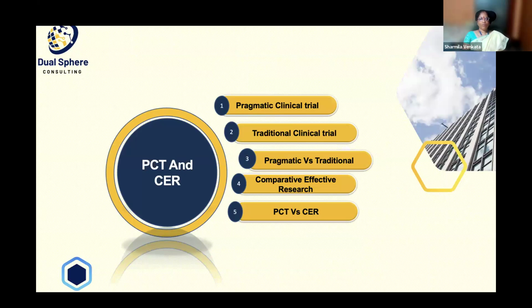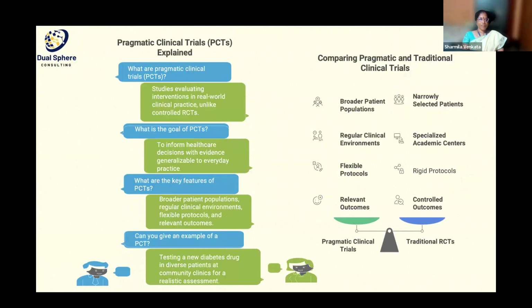Now that we have covered observational studies, let's bridge to the next level: pragmatic clinical trials and comparative effectiveness research. Think of this as moving from traditional gold standard RCTs, which are rigorous but artificial, towards methods that combine rigor and real world relevance. Next slide. So let's compare.